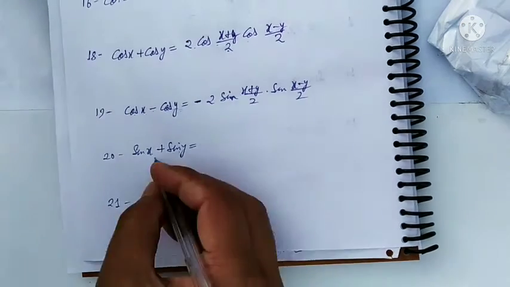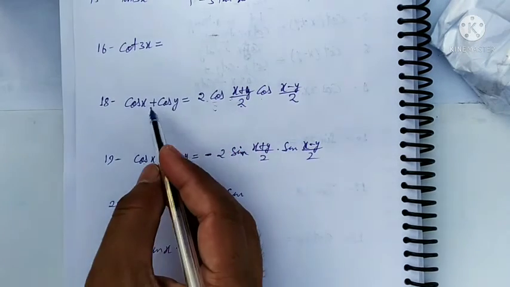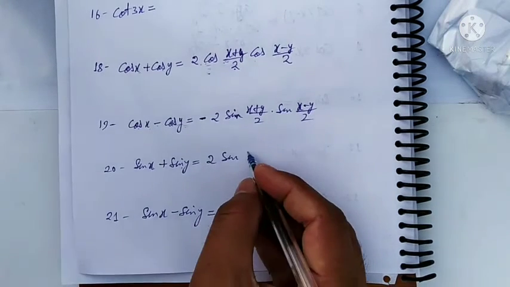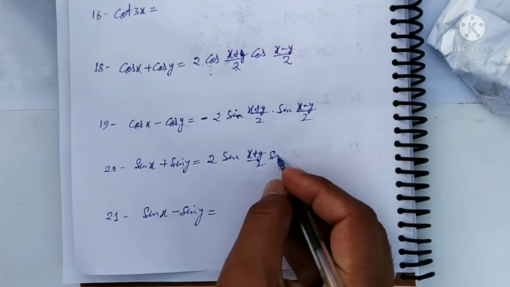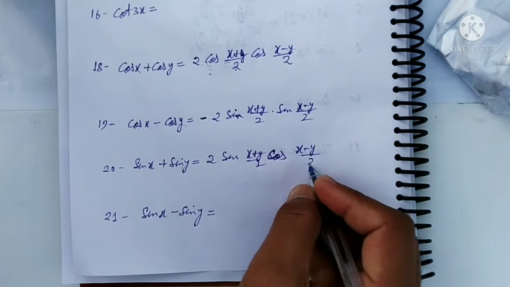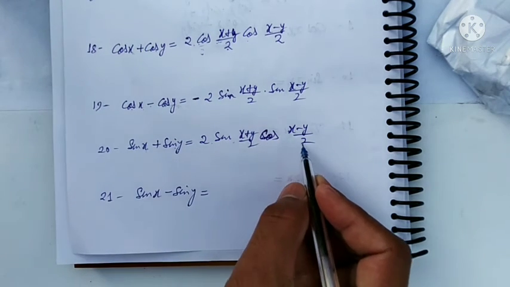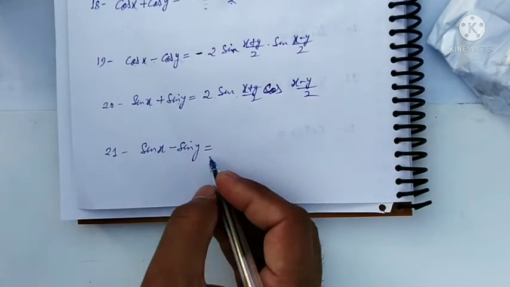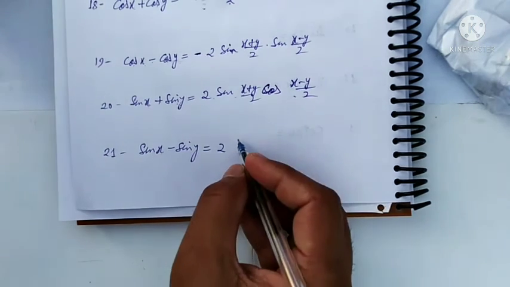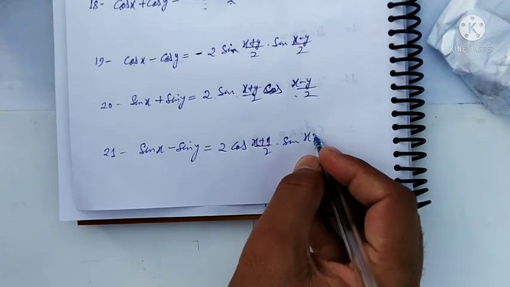Now sine x plus y. For sine x plus y you write 2 sine, similarly like this. In the plus formula, 2 sine x plus y upon 2, and then cos x minus y upon 2. So sin x plus sin y we remember as 2 sin x plus y upon 2 into cos x minus y upon 2. Then sin x minus sin y: only replace this, first cos will come, 2 cos x plus y upon 2 and sin x minus y upon 2.